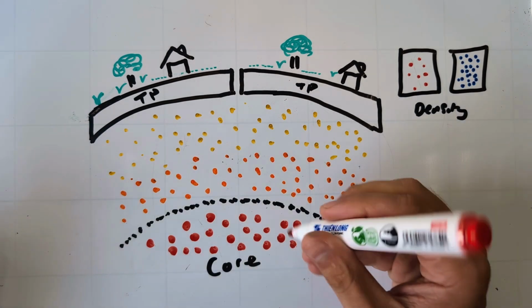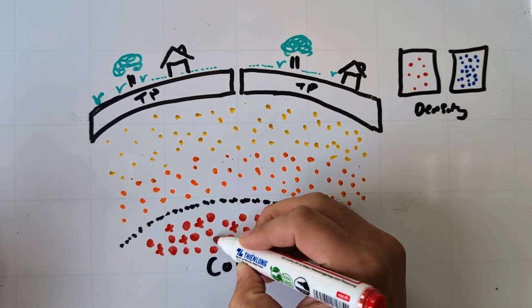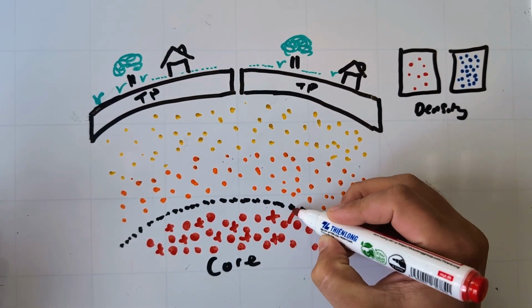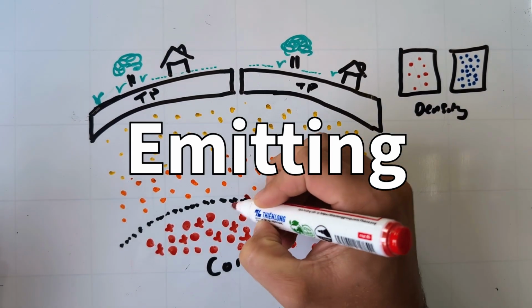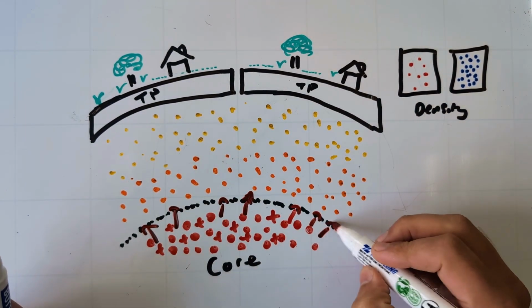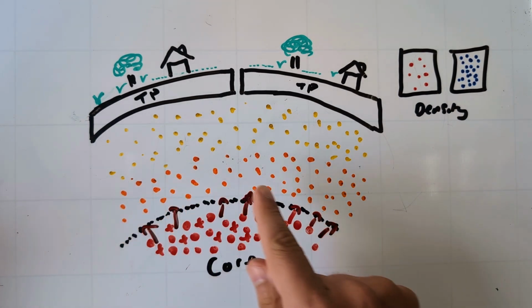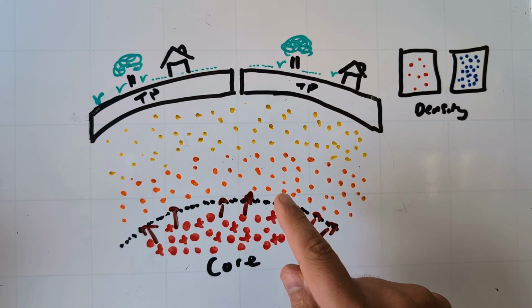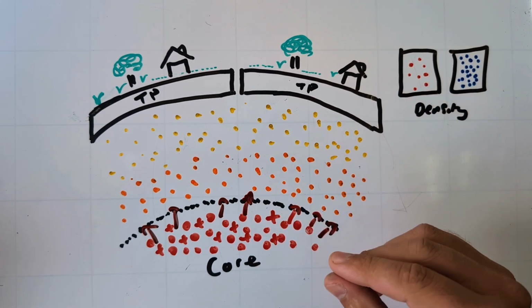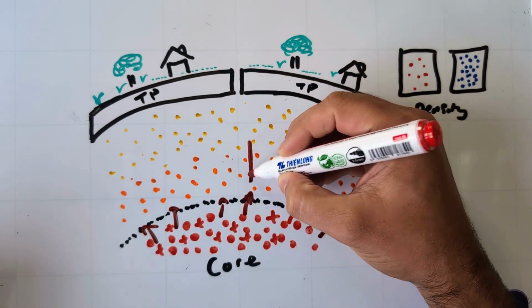So just remember, we have the core, we have radioactive decay, a huge exothermic reaction taking place, and that is emitting huge amounts of energy into our mantle, and it's creating our semi-molten layer. So what happens is, due to the radioactive decay in the core, the magma in the lower mantle becomes less dense, and so it begins to rise. It rises like so.